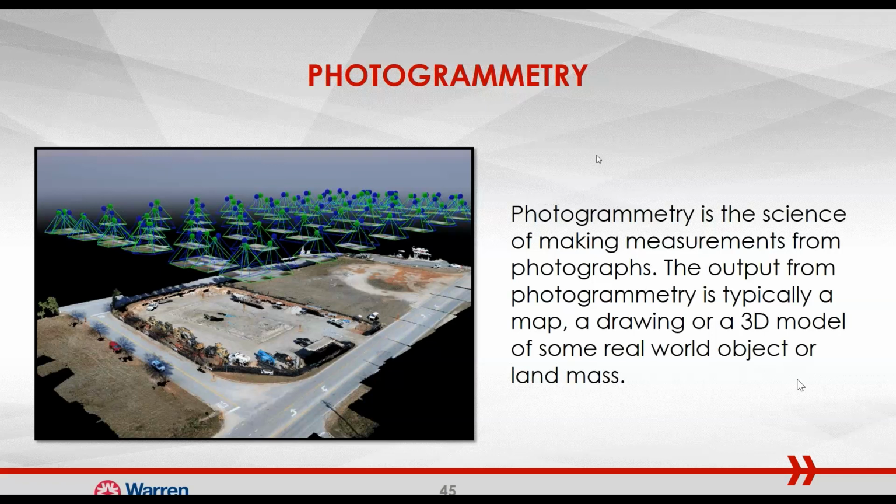But let's talk about photogrammetry. Photogrammetry is the science of making measurements from photographs. The output from photogrammetry is typically a map, a drawing, or a 3D model of some real-world object or landmass. So in our picture example here, we might be going over a construction site. We might fly the entire site. Okay, so each one of these little images here would be a picture taken by the drone.